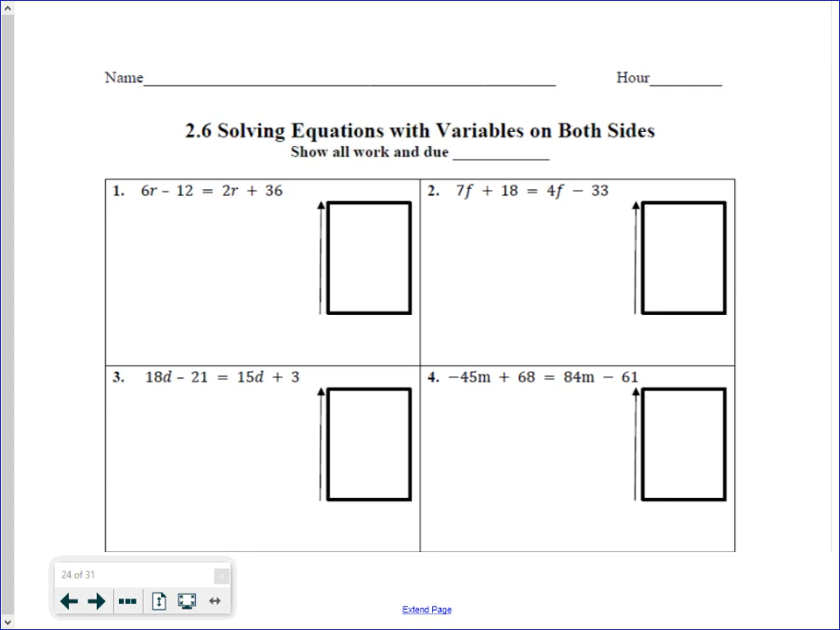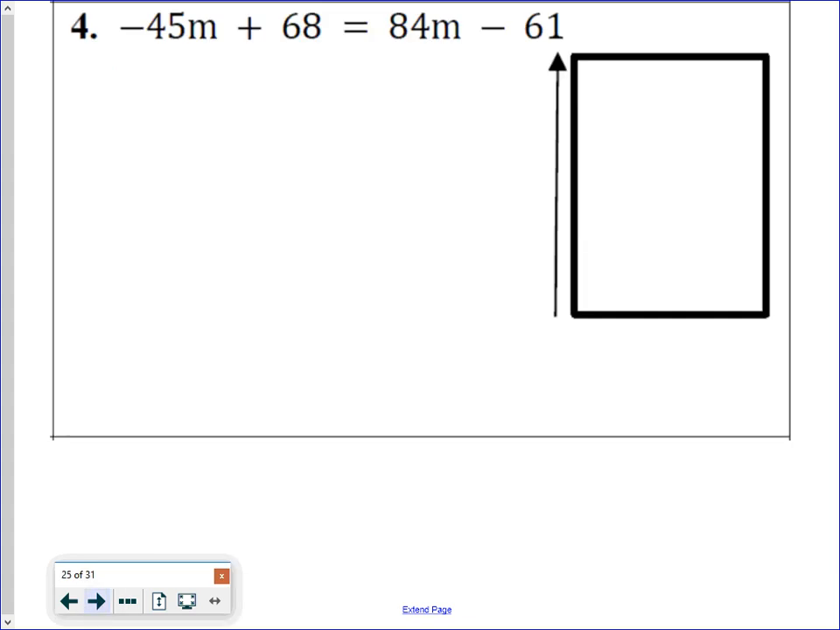Let's go ahead now and take a look at problem number 4. I have negative 45m plus 68 equals 84m minus 61. So our goal is to combine the m's. Now I always tell my students that we have to find and move the smallest of the variables. Over here we can already write that we're solving for m. But let's look at the m's here. I have a negative 45m and I have an 84m, and I always want to move the smallest one. So the smallest one would be negative 45m.